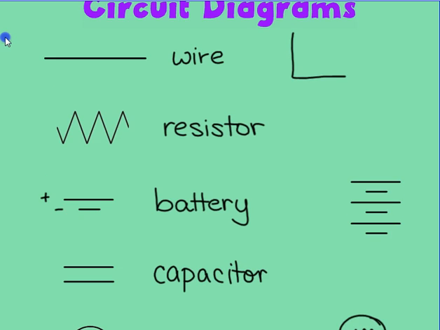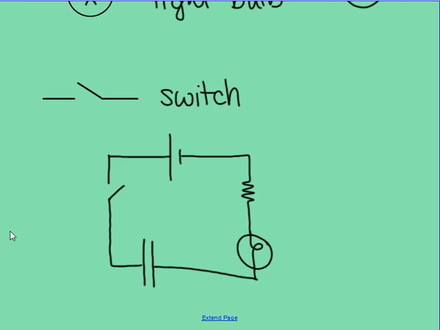Okay, so we see how all of those things combine together. So we have our battery, our resistor, our light bulb, our capacitor, a switch, and lots of wires. And again, notice that all of my wires make a 90-degree angle.